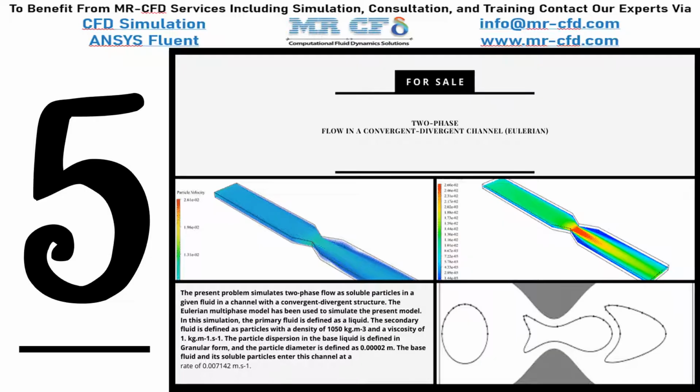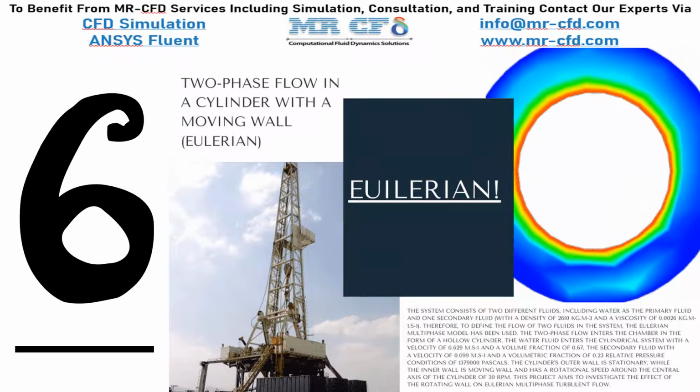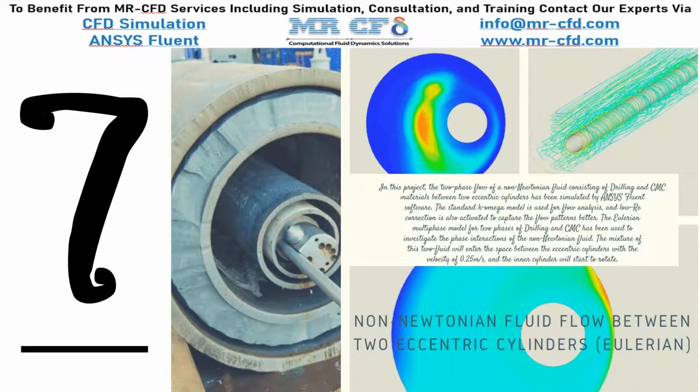review. The problem number 5 simulates 2-phase flow in a convergent-divergent channel applying the Eulerian multiphase model. Also, project number 6 will simulate a 2-phase flow in a cylinder with a moving wall using the Eulerian multiphase model. Also, the next project simulates non-Newtonian fluid flow between 2 eccentric cylinders using again the Eulerian multiphase model.